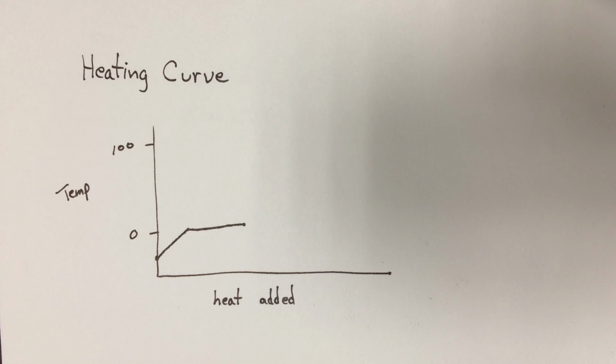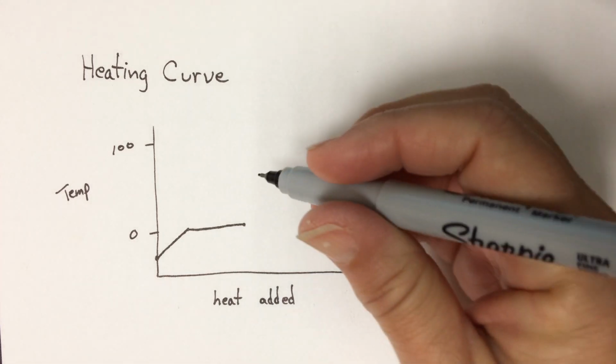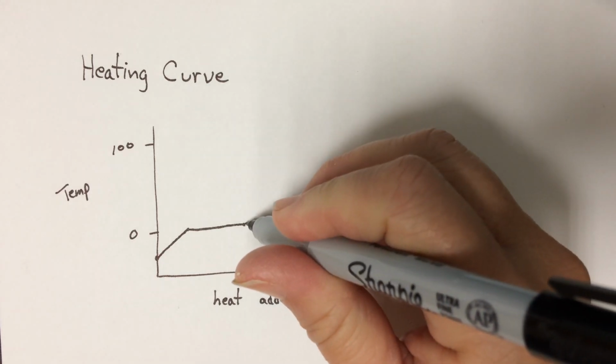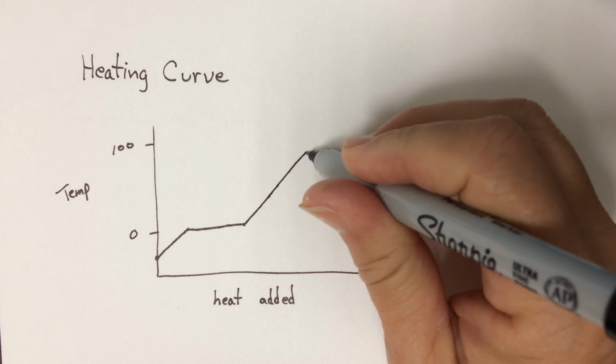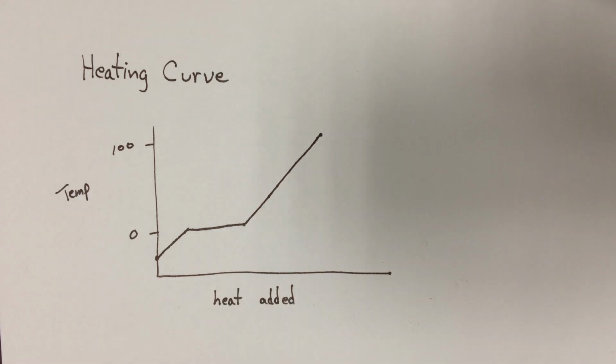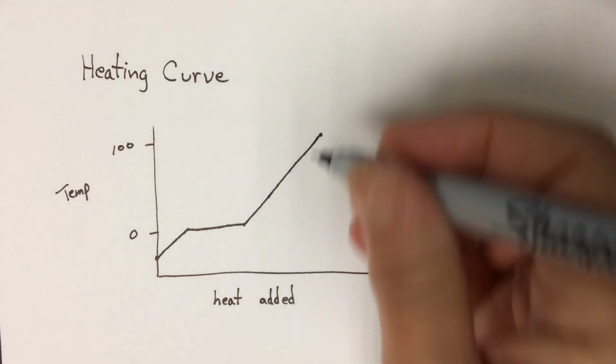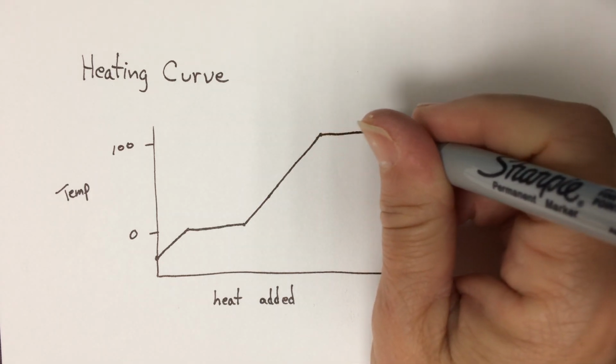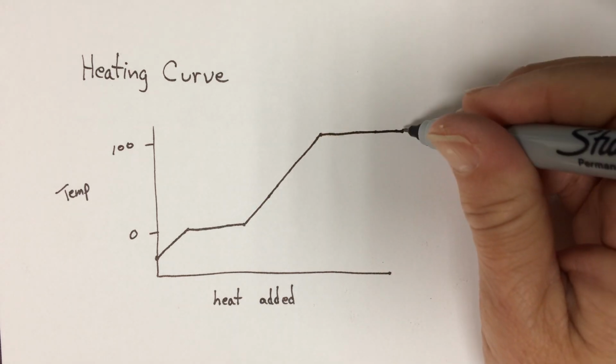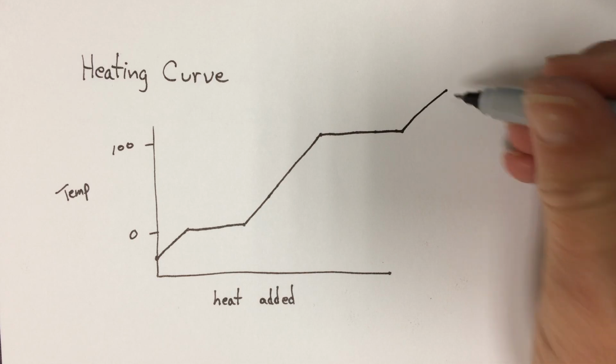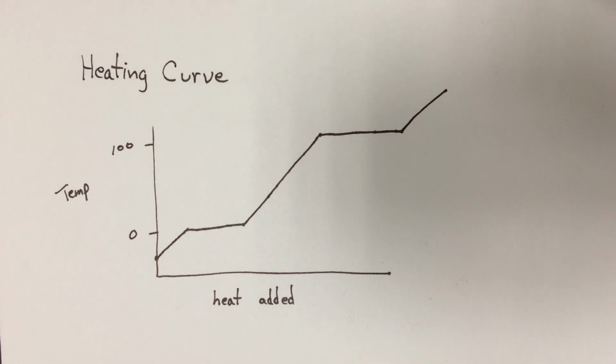We keep adding heat, we'll see that the temperature once again starts to increase. It increases until we get to 100 degrees C, and there again it flattens out and then continues to increase. So what's happening here?